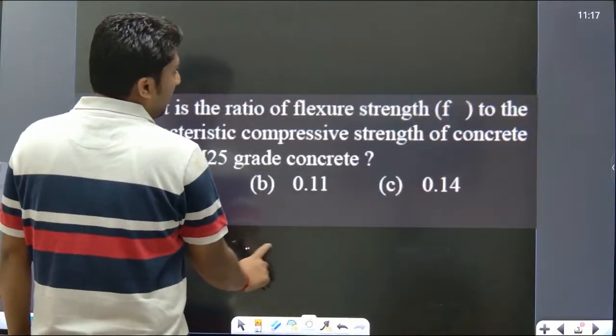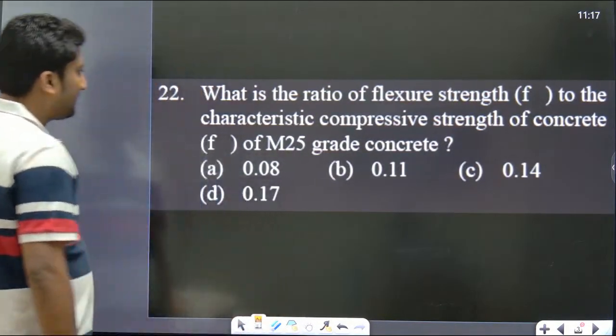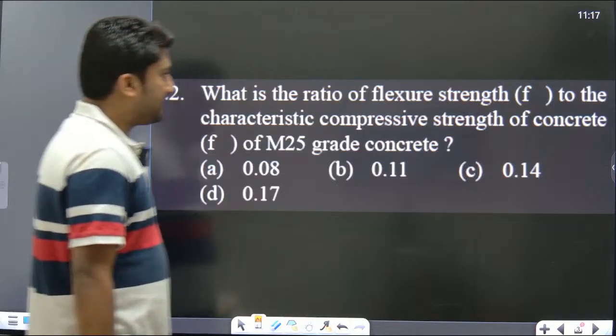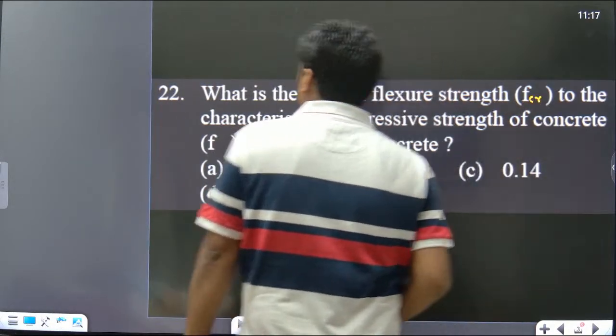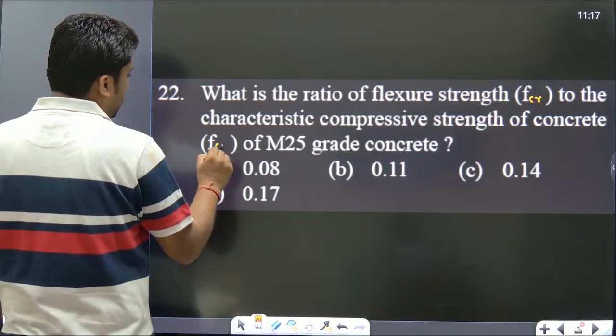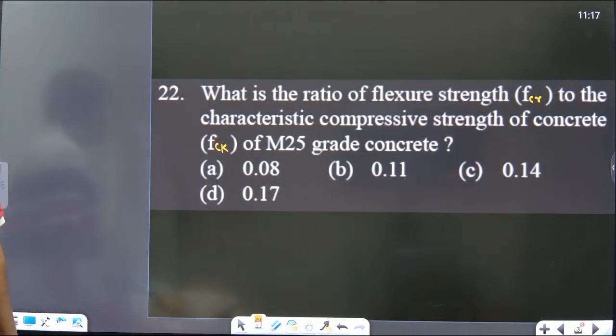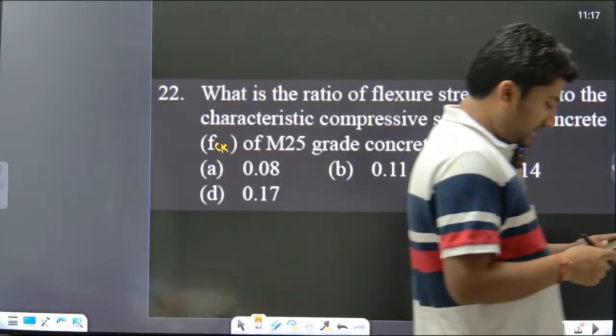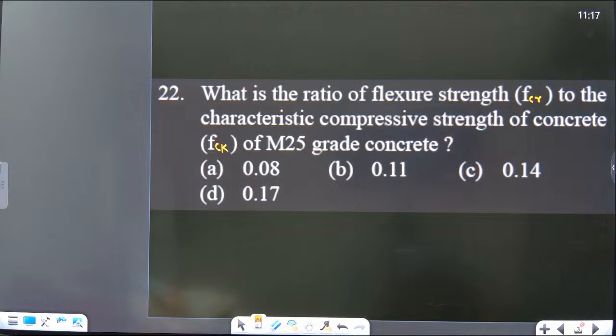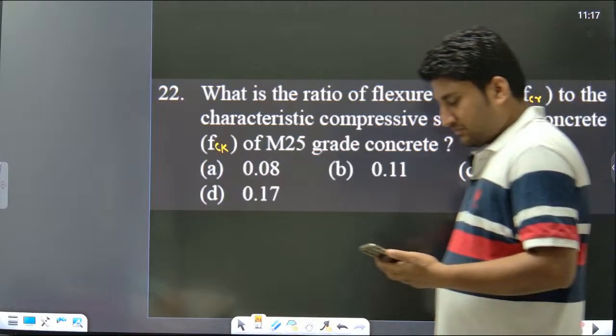Please answer this. What is the ratio of flexural strength fcr to the characteristic compressive strength of concrete fck of M25 grade concrete? Okay, answer it. Please answer this question.